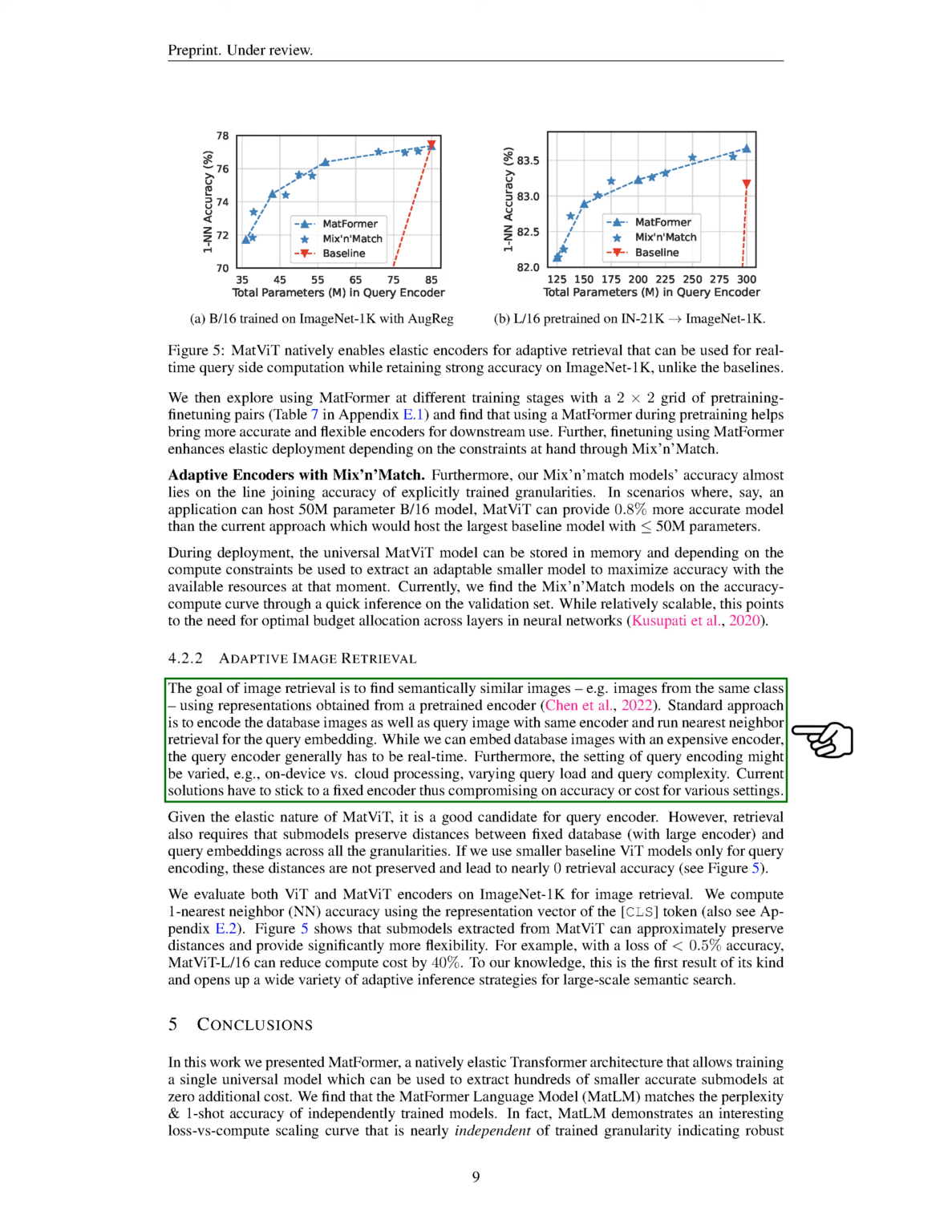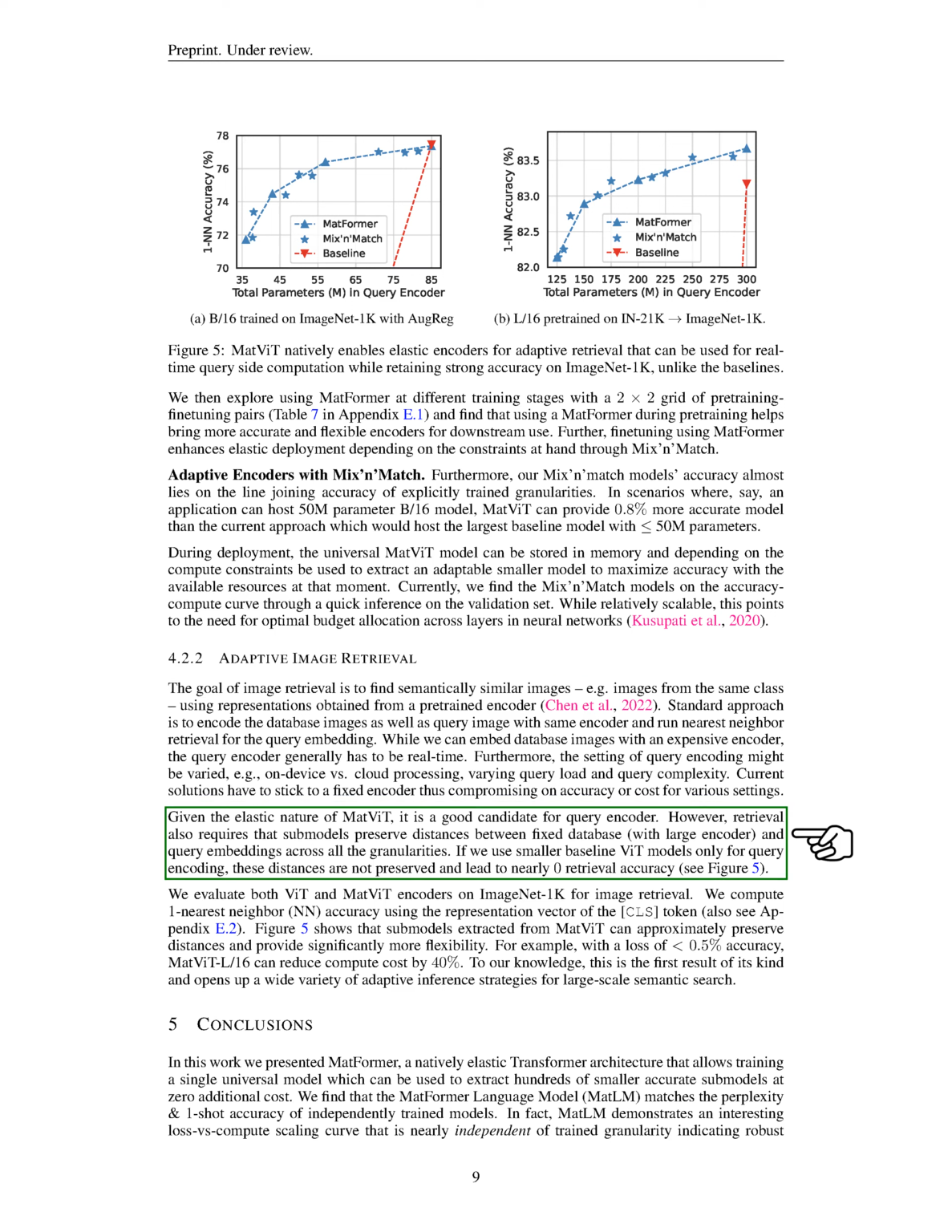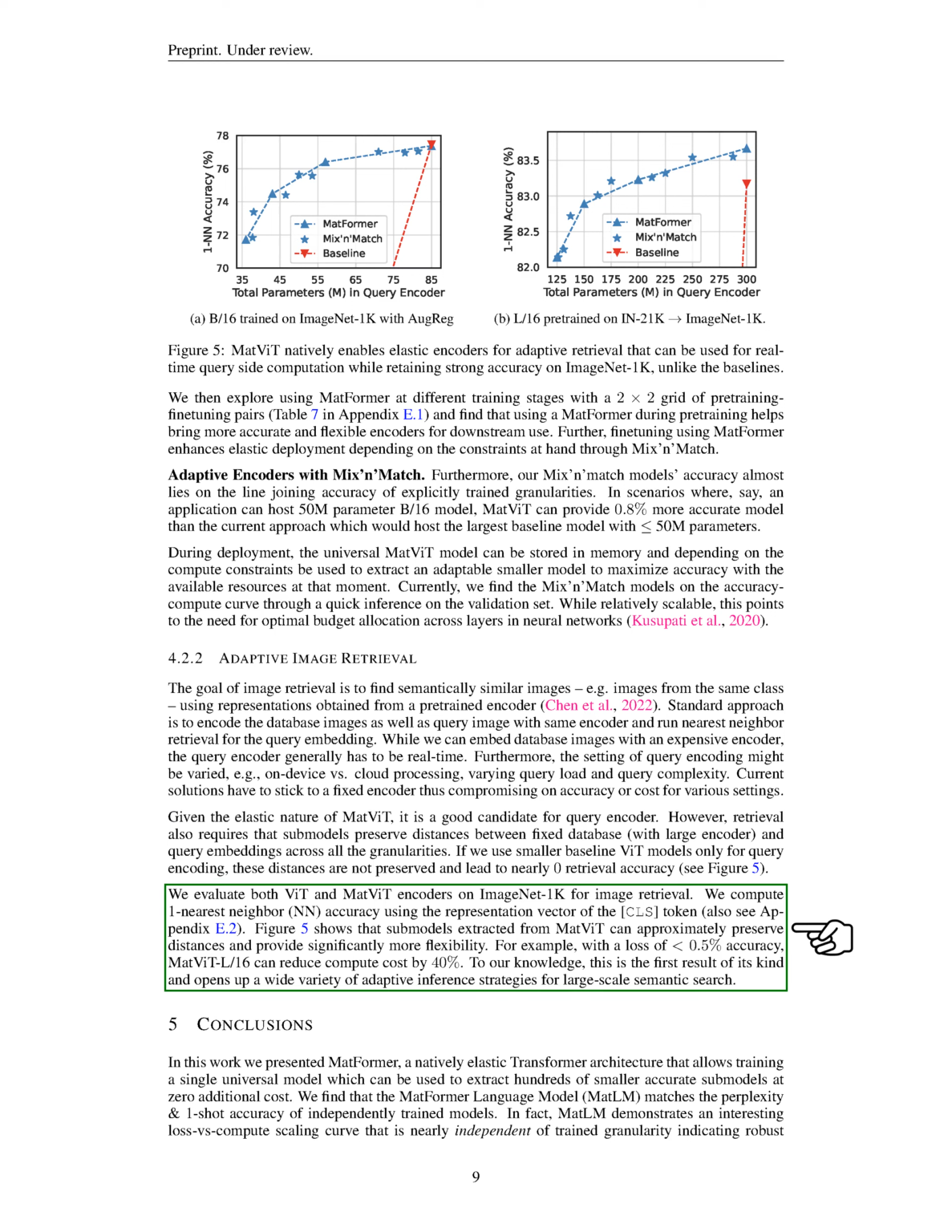We also applied MatViT to image retrieval, a task that involves finding semantically similar images using representations obtained from a pre-trained encoder. Given the flexible nature of MatViT, it's a good candidate for this task. We found that submodels extracted from MatViT could preserve distances between fixed database and query embeddings across all granularities, providing significantly more flexibility. For example, with a loss of less than 0.5% accuracy, MatViT L16 can reduce compute cost by 40%. This is a first-of-its-kind result and opens up a wide variety of adaptive inference strategies for large-scale semantic search.